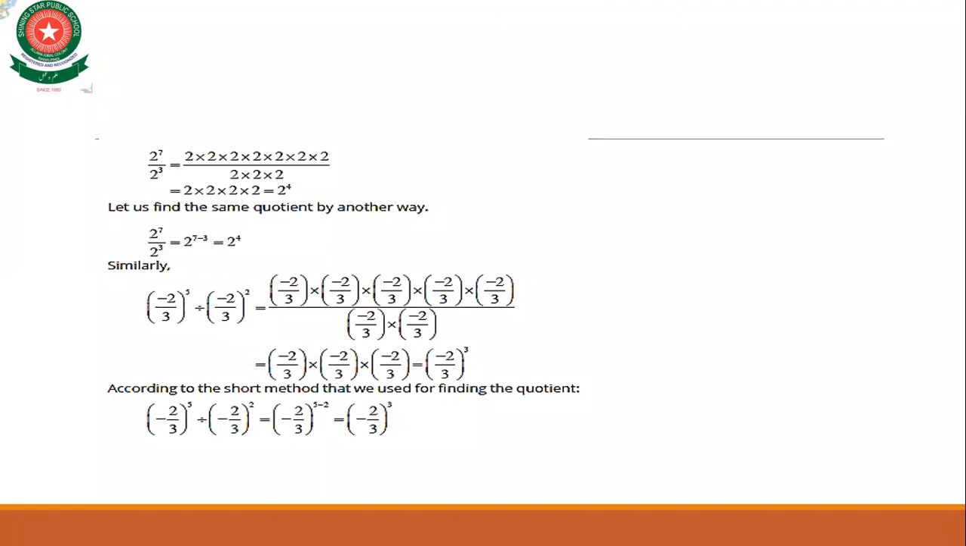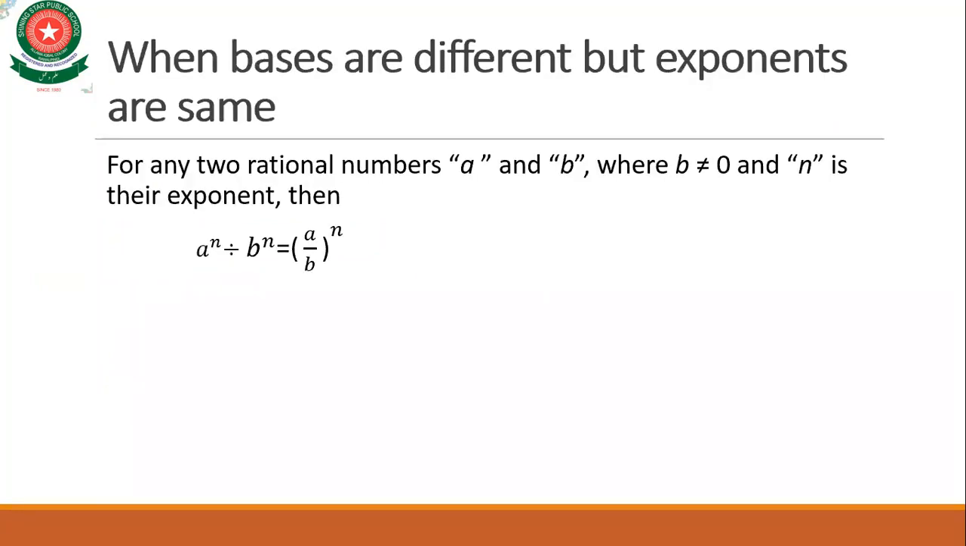So that is the way from which we can solve the equation when bases are the same but the exponents are different. Now in the second step, we are going to discuss when bases are different but exponents are the same.